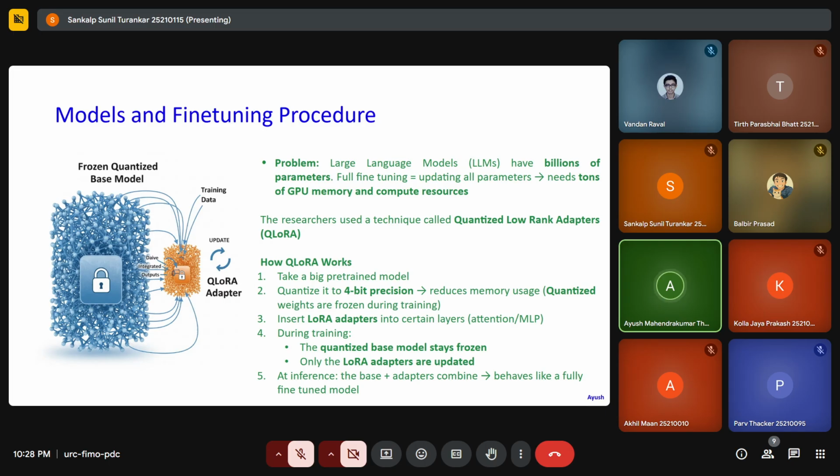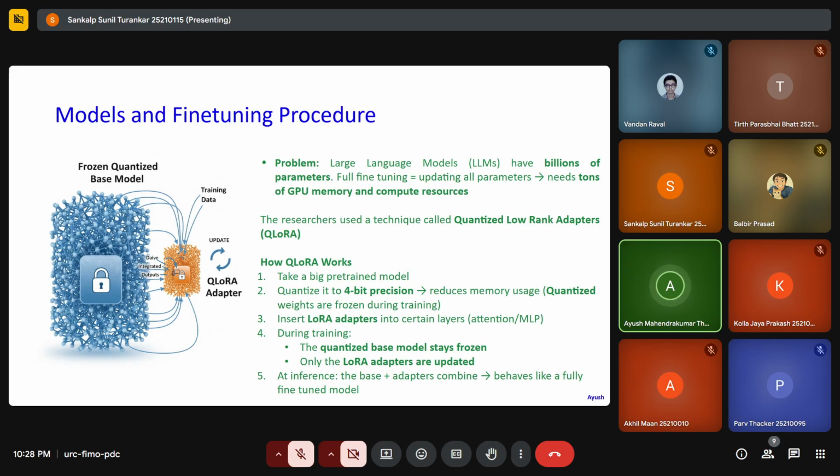And after fine tuning, it will behave like a fully fine tuned model, but it may have 1 or 2% less accuracy as compared to the model in which we are updating all the parameters. Let me give you one example. If the dimension is 4096, then we will have around 16 million parameters. But when we use QLoRA, it turns out to be 65,000 only.